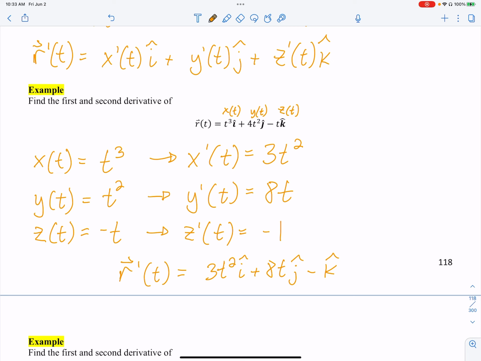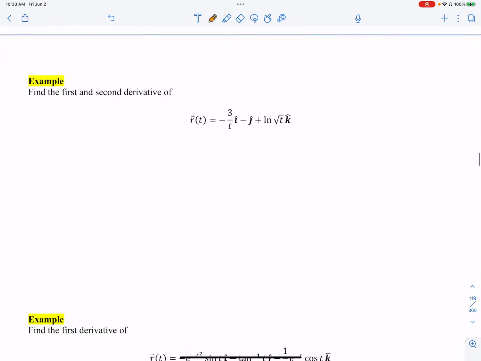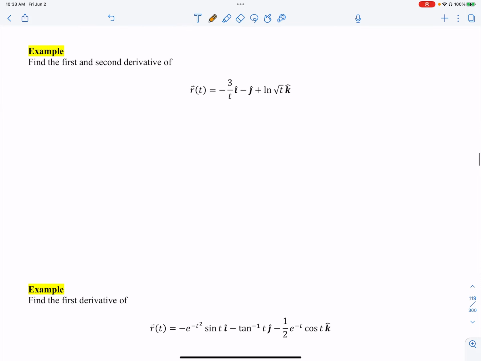All right, I have a few more here just to kind of go over some rules. I'm going to rewrite this. Okay, first I label x of t, y of t, and then z of t. Okay, x of t is going to be negative 3 over t.